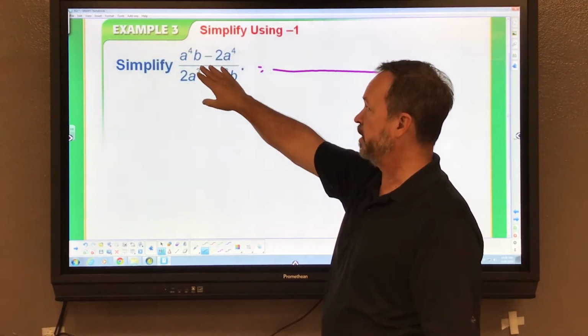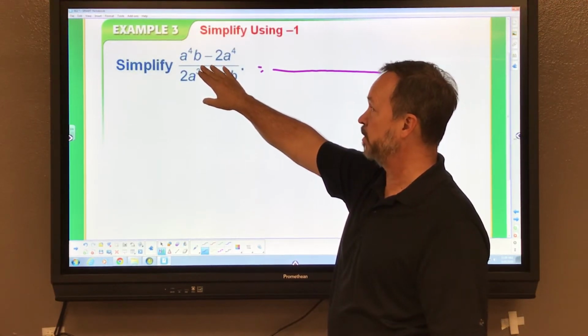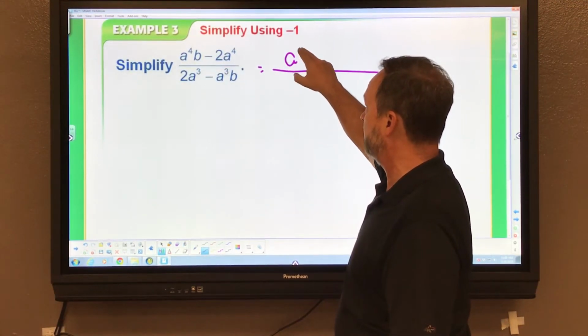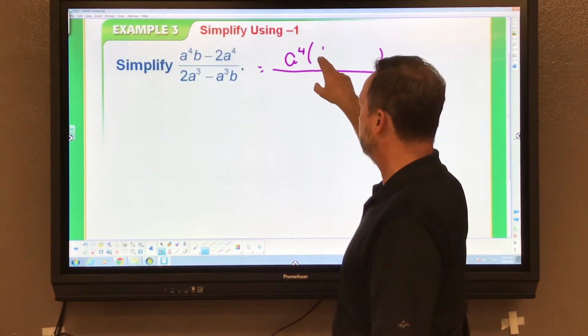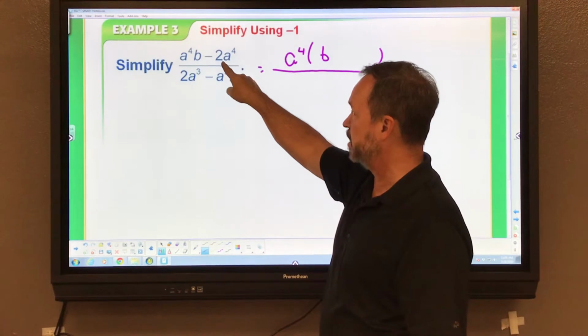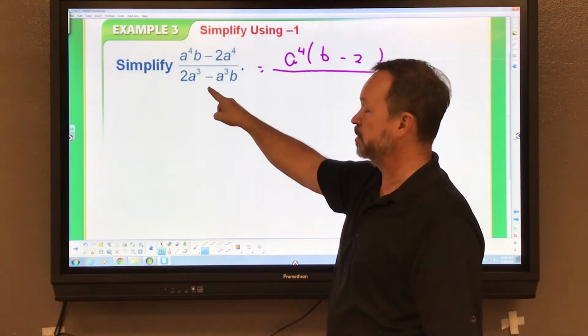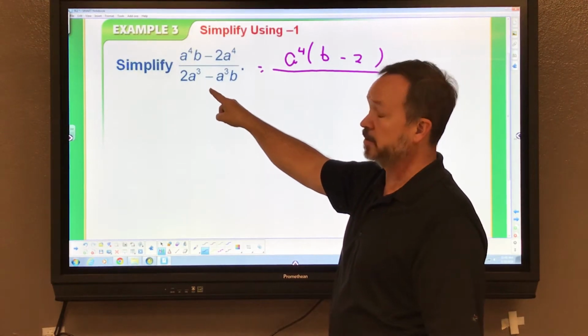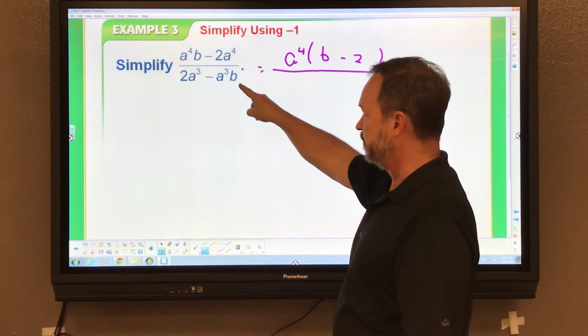In the numerator, is there a greatest common factor? Yes. His name is a to the 4th. So I'm going to take a to the 4th out of both of those terms. Take a to the 4th out of the first term, you have a b. Take a to the 4th out of the second term, you have a minus 2. In the denominator of the fraction, is there a GCF? And the answer is yes.